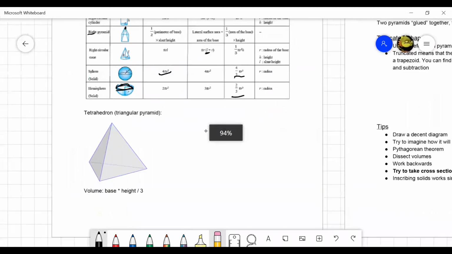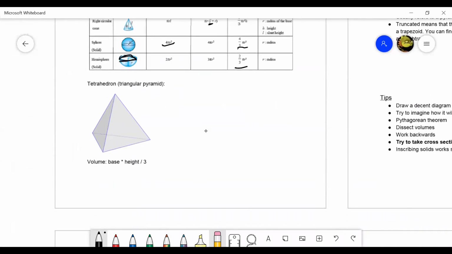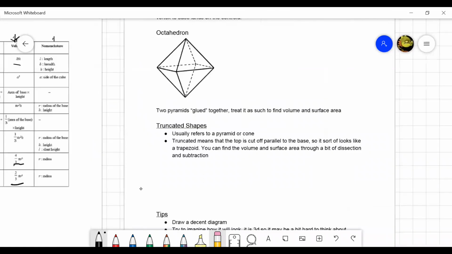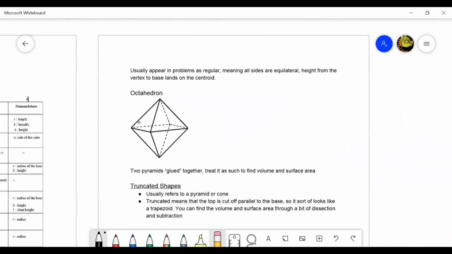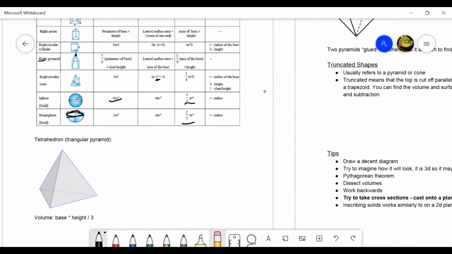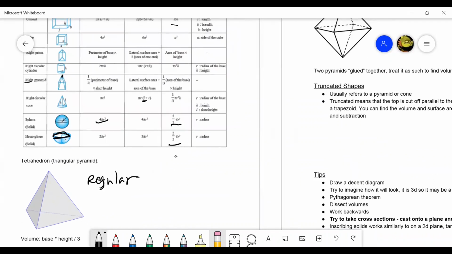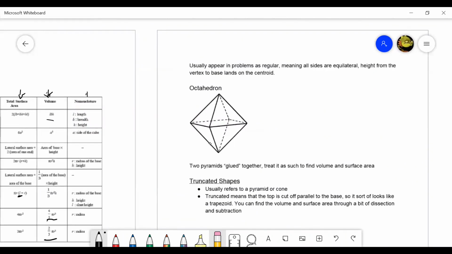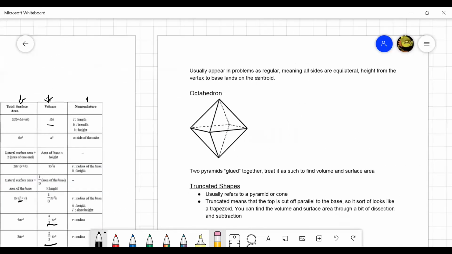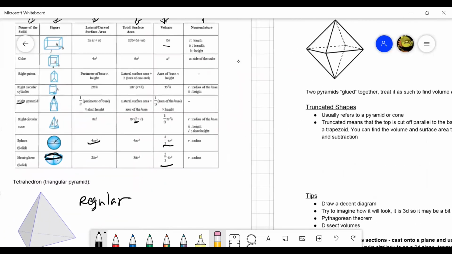Sometimes this is a special shape. Some problems that you'll see just refer to it as tetrahedron. It means a triangular pyramid where every side is an equilateral triangle. Sorry, regular tetrahedron. A regular tetrahedron has all sides as equilateral triangles, and just 4 sides and 4 vertices. And as I wrote here, the height from the vertex to the base lands on the centroid.